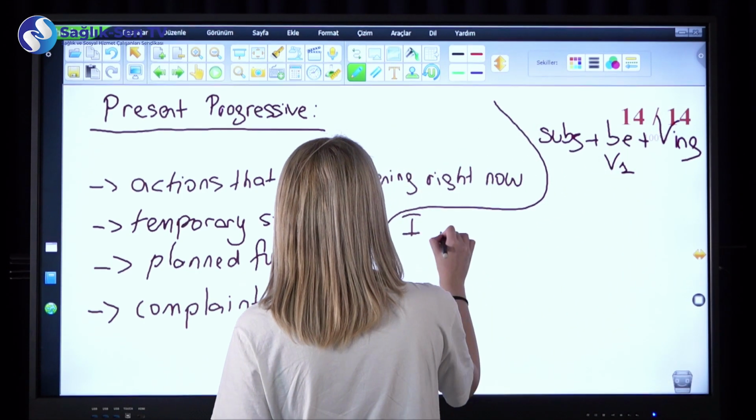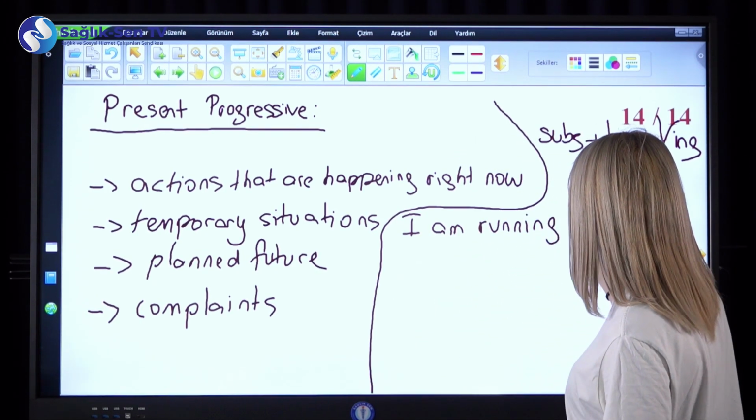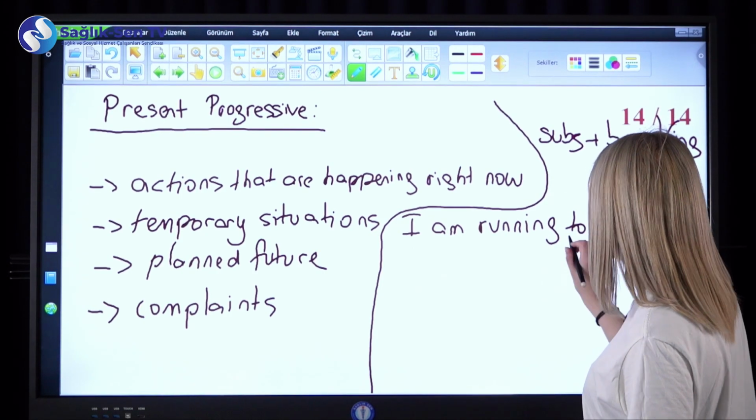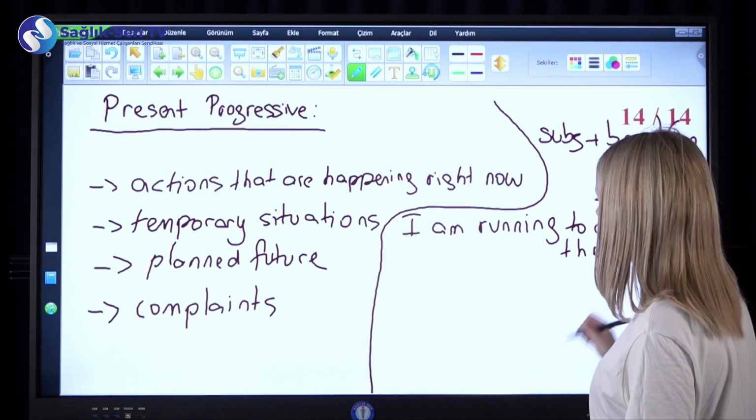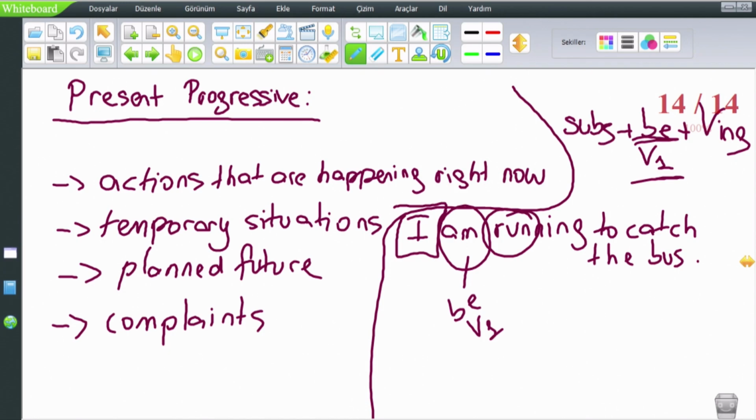For example, I am running to catch the bus. This is an action that is happening right now, so I wrote down this sentence using present progressive. My subject pronoun in this sentence is I. That's why my be verb 1 form is am. My verb is running, so I add ing at the end of it.